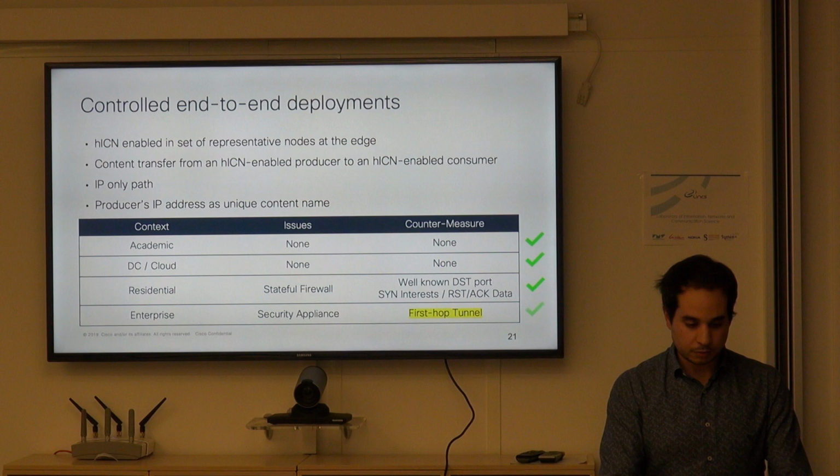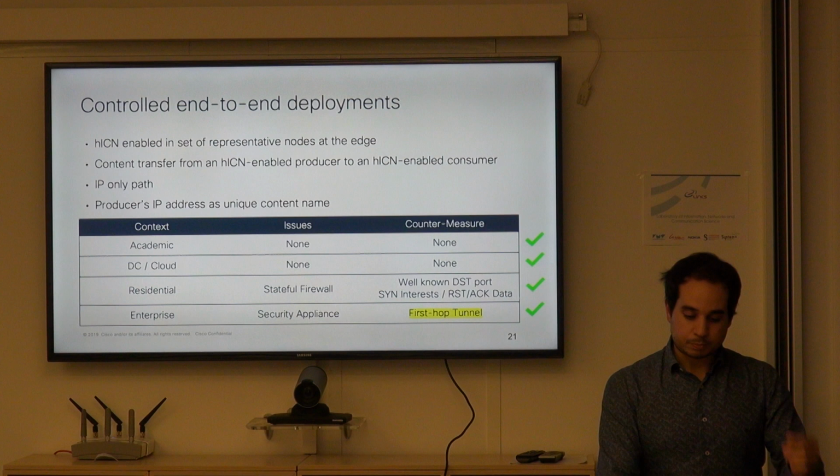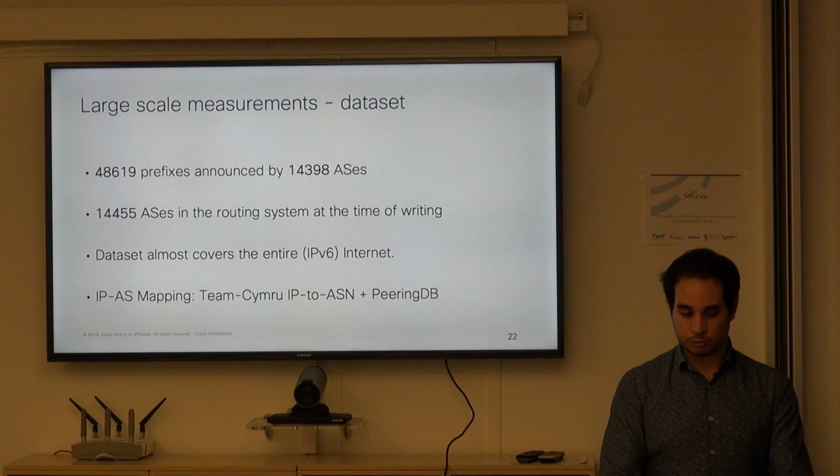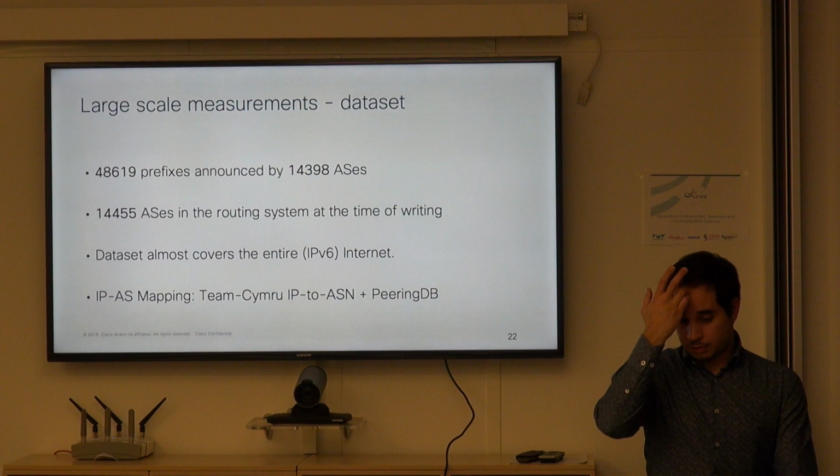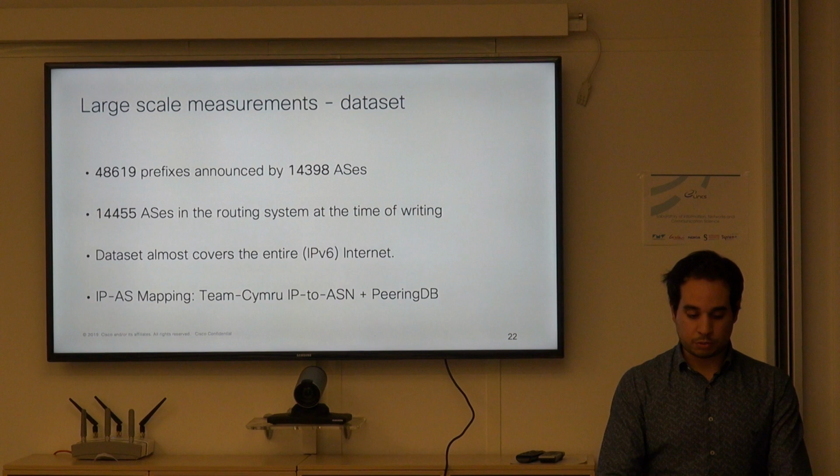The second test we did is a large-scale measurement, which took into consideration 48,000 prefixes announced by 14,000 autonomous systems. At the time of the writing there were about 14,000 autonomous systems, so this data set was almost able to cover the whole IPv6 internet. So it's quite an exhaustive test. And the methodology we used is quite easy.